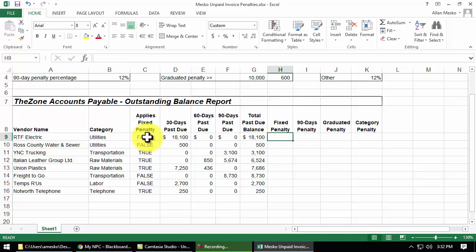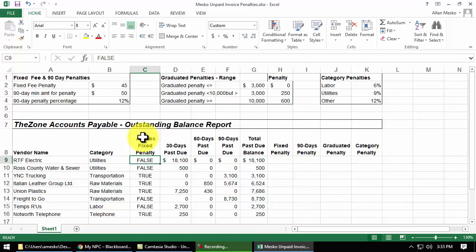So in other words, if this thing's true, if they apply a fixed penalty, what are we going to put here for them? $45. If this is false, how much of a penalty are they going to charge us? 0. That's right. They're not going to charge us any fixed penalty. They're going to use these things over here to charge us more depending on how much we owe and how late we are. We just need to say, if this thing is true, give me the $45 penalty. Where's that? That's right up here, isn't it?